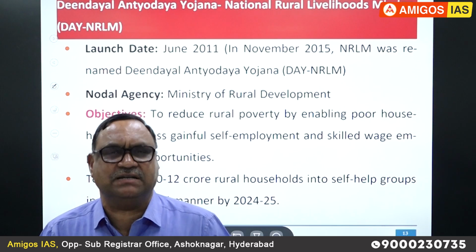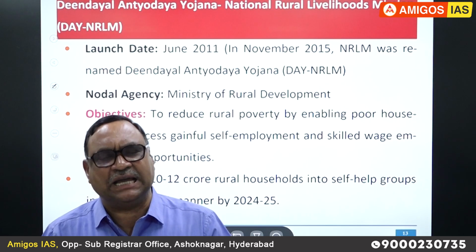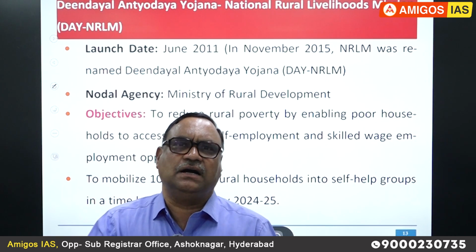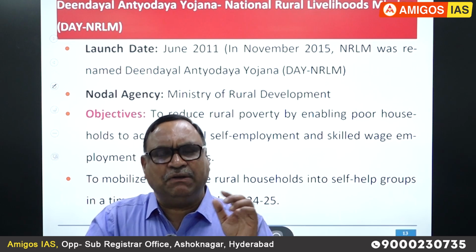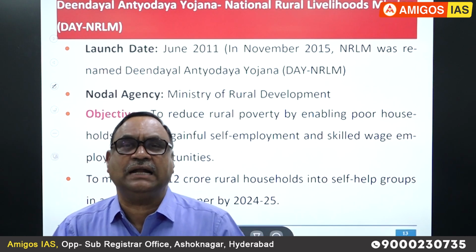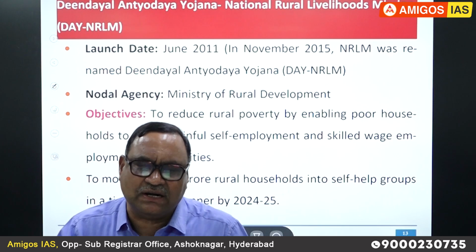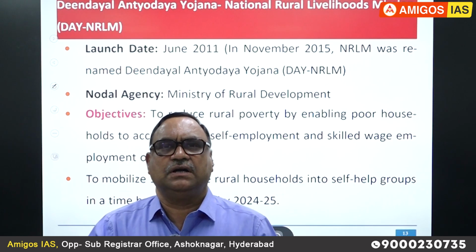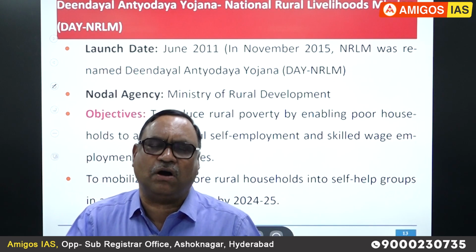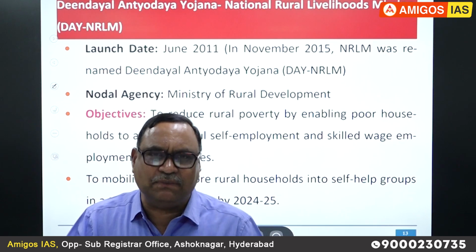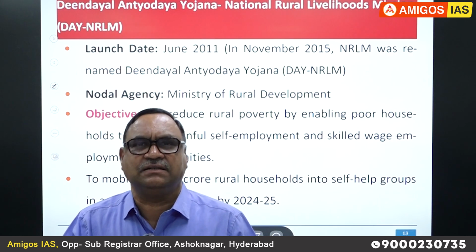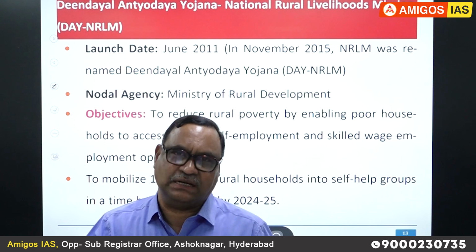But however, there were certain lapses in this scheme. So in order to make it more effective, in 1999, IRDP was modified and renamed as Swarna Jayanti Gram Swarojgar Yojana. Under this Yojana, rural households are encouraged to form self-help groups, and those self-help groups were provided training to acquire certain professional or vocational skills to raise self-employment.